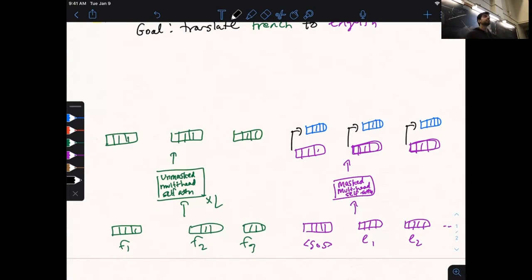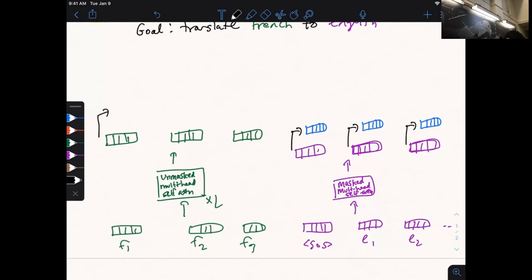Cross attention is the only way in which the decoder gets information from the encoder. And you can imagine if you're translating a sentence from French to English, it is hugely important to know what the input French sentence was, right? Otherwise you can't do this translation. So cross attention provides the only connection between these two halves of the network.